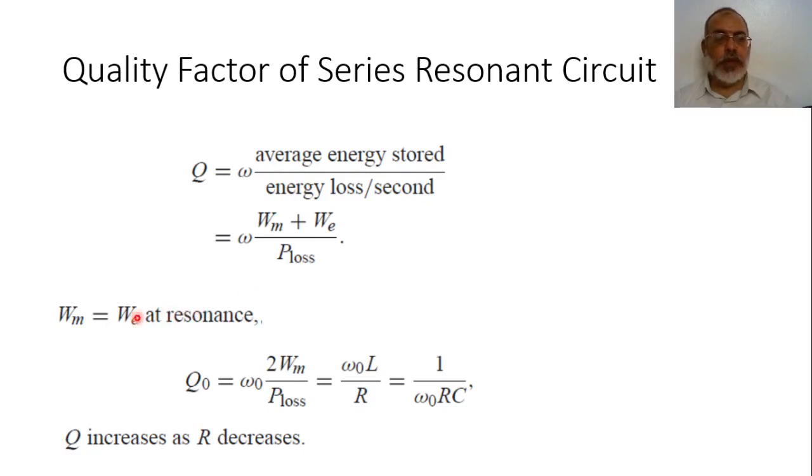At resonance, the value of the stored magnetic energy equals the value of the stored electric energy. So we can simply replace We by Wm at resonance. So the quality factor at resonance equals omega naught, where omega would be omega naught at resonance, multiplied by 2 Wm, twice the stored magnetic energy, over the power loss. And already we have said that the stored magnetic energy is omega naught L, and power losses is 1 over 2 I squared R.